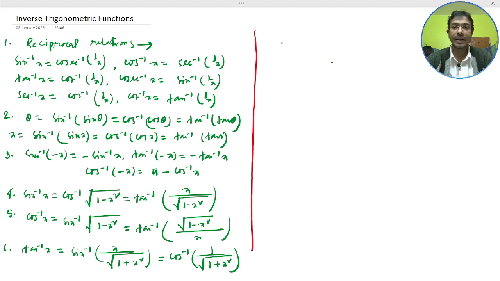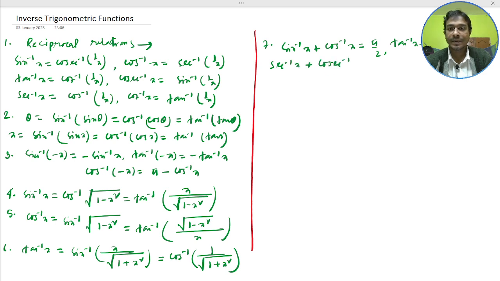Next, sin inverse x plus cos inverse x is equal to pi by 2, and tan inverse x plus cot inverse x is equal to pi by 2. Sec inverse x plus cosec inverse x is also equal to pi by 2.